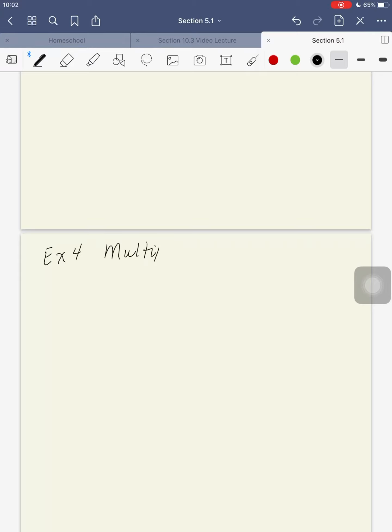All right, now we are going to multiply an expression with integers and variables. So we want to multiply 2x to the third times 3x to the seventh. You're going to multiply the integers like you normally would. 2 times 3 is 6. And then you're going to add your exponents. So that would be 6x to the 10th.